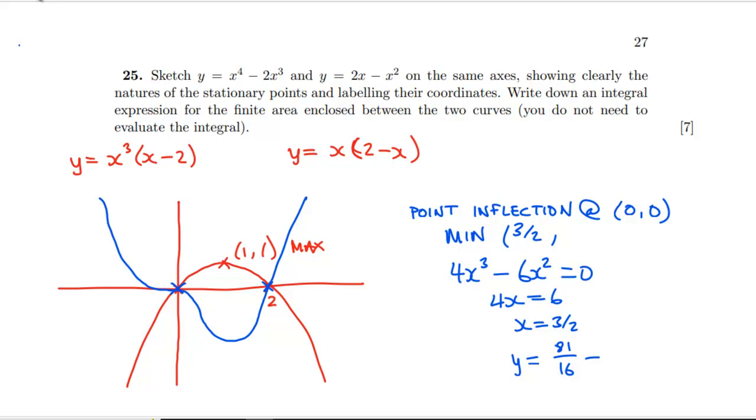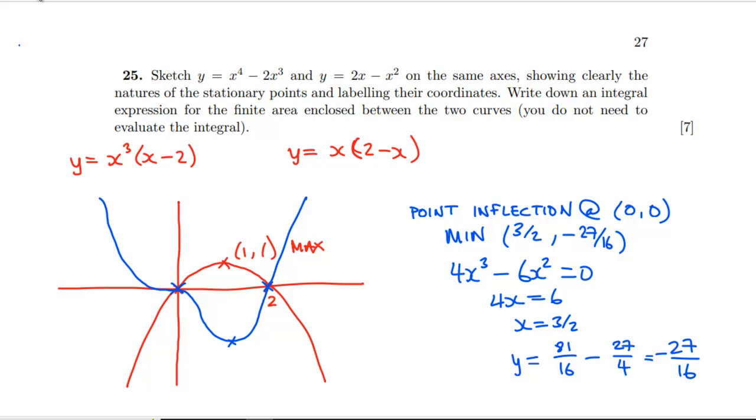So that's going to be, what am I doing? Minus 2 lots of that cubed. So 2 lots of 27 over 8, so that's 27 over 4. So that is going to be 108 minus 108 over 16. So 108 minus 81 is 27 over 16, minus 27 over 16. So that is that stationary point. So that's given us that stationary point, point of inflection, that one, that one.